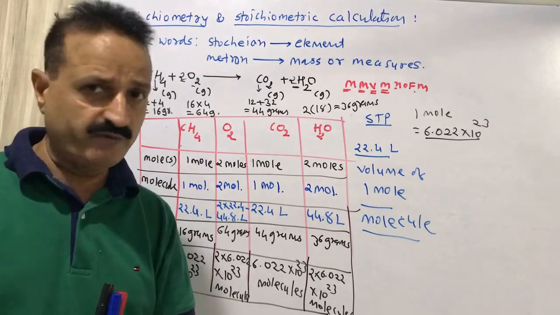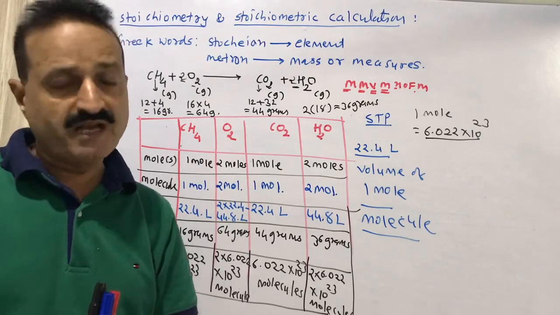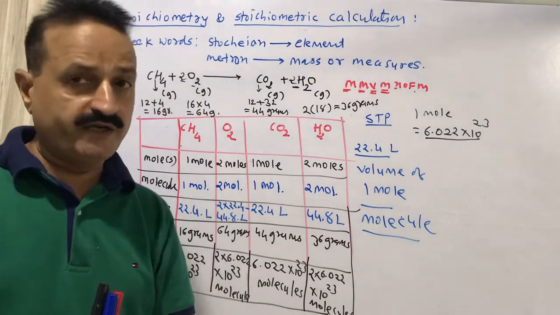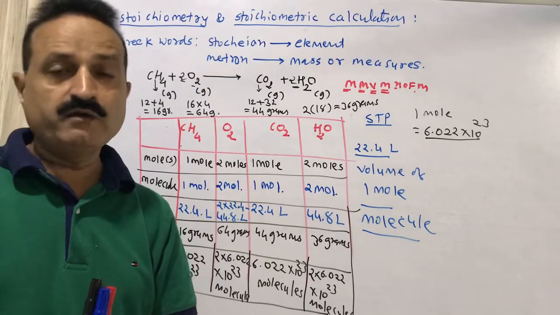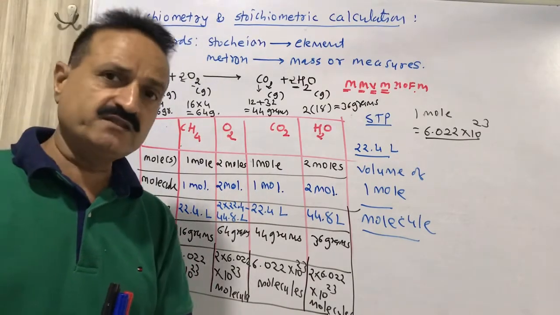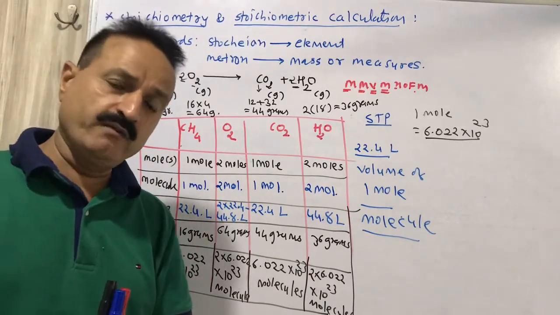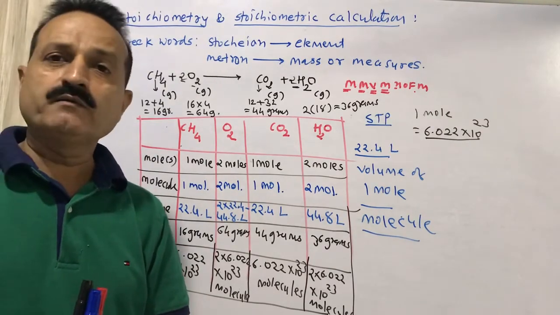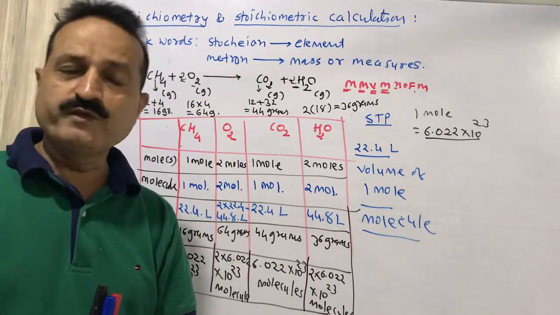Stoichiometry: stoichion and metron mean elements and measures, giving quantitative and qualitative information. We are discussing quantitative information from the balanced chemical equation. The left hand side is reactant, the right hand side is product. The number of elements on the left hand side and right hand side must be equal. That is said to be a balanced equation.